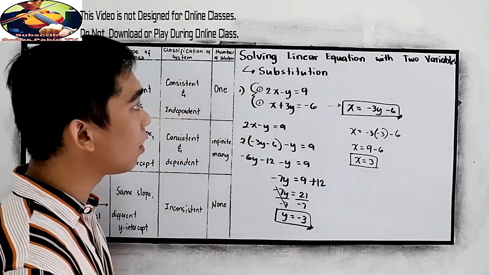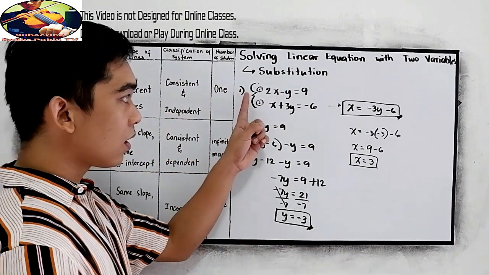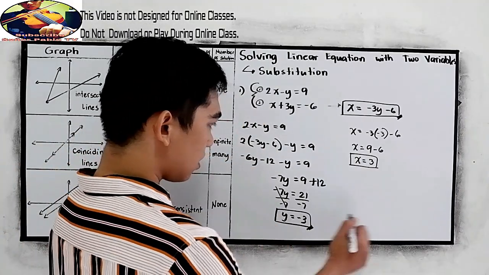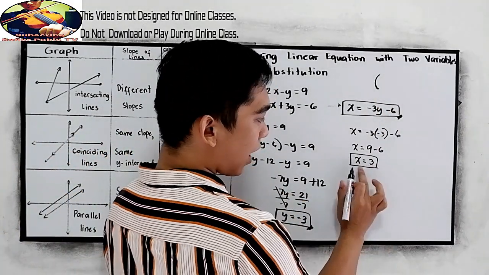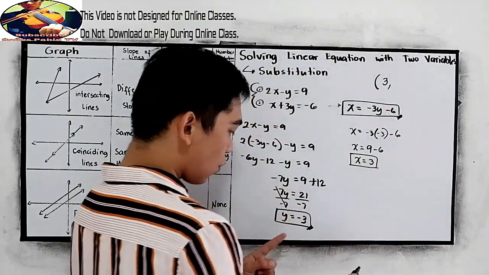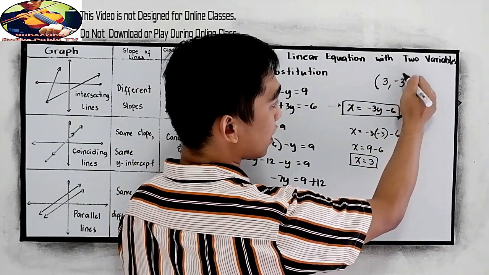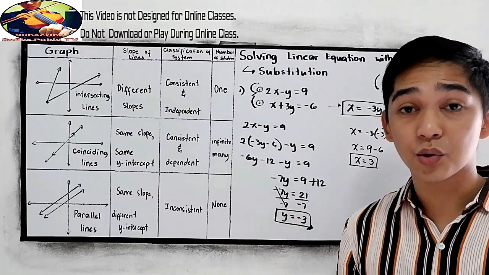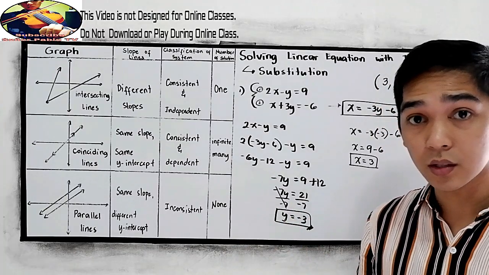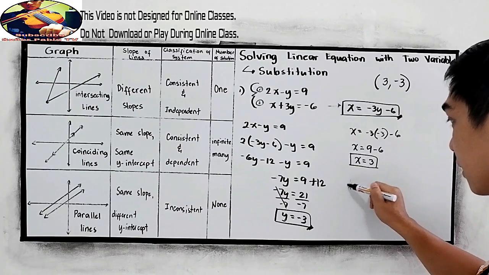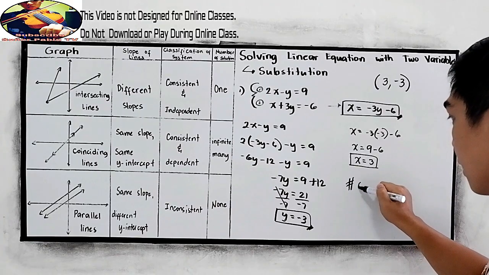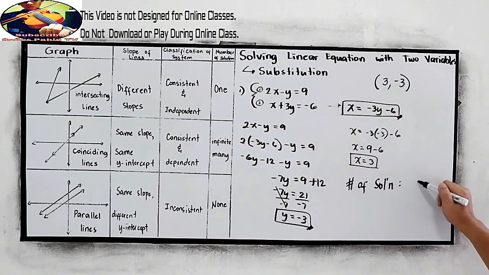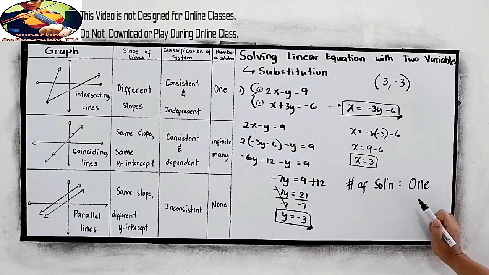So the solution of the system of equation is x is 3, y is negative 3. Now, if the question asks you to write the number of solution, you can write 1. There is only one solution.